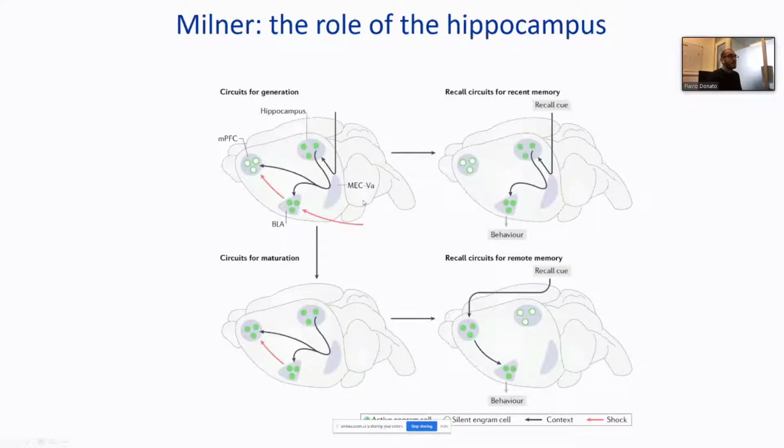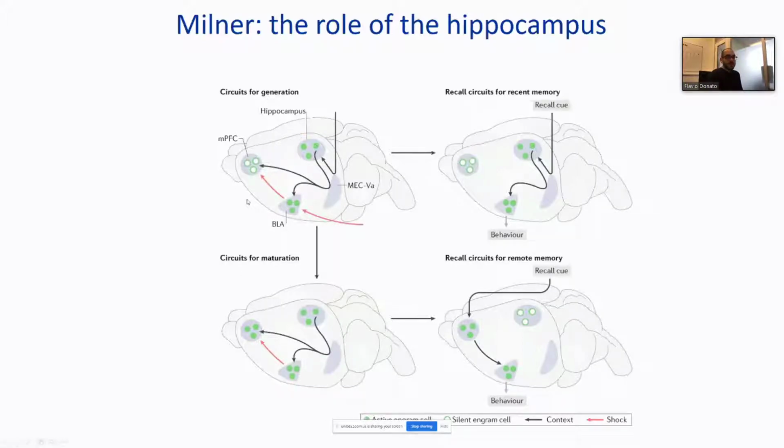If you want to retrieve memories at very recent time points after memory acquisition, what will work is the reactivation of the engram cells of the hippocampus, of the entorhinal cortex, or of the amygdala. If you reactivate the engram in the prefrontal cortex, this is not going to be effective in inducing the memory of that specific experience.